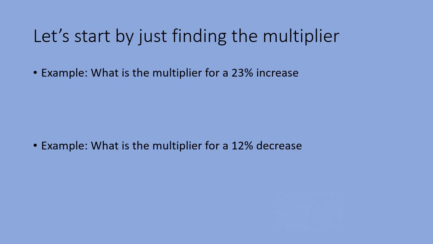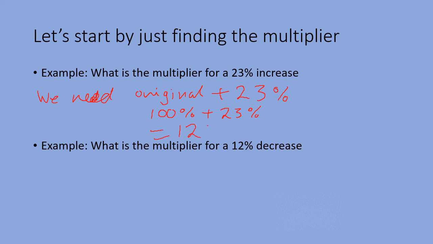So this question says, what is the multiplier for a 23% increase? Well, if we want to increase something by 23%, that means we need the original amount, whatever that was, we don't know what that is at the moment, but we're just finding the multiplier, plus the 23%. So we want to increase the original amount by adding on 23%. So how much of the original amount is the original amount? Well, the original amount has to be 100%, doesn't it? The original amount is 100%, and then we're going to add our 23% on. So what does that equal? Well, that's 123%. Which is what as a decimal?